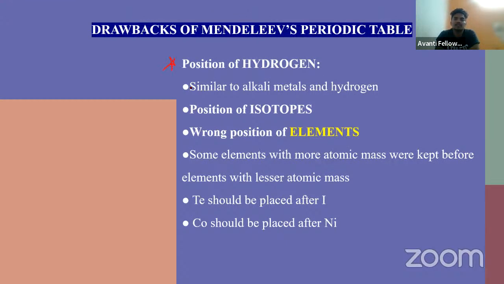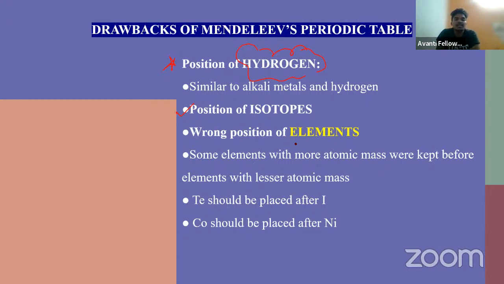Position of hydrogen: he kept hydrogen in the first period, but the interesting fact is that it also has properties of halogens. So the position of hydrogen is critical in Mendeleev's table, and he didn't give a proper explanation for it. That is one drawback. Another is the position of isotopes: in the modern periodic table isotopes are placed along with the main element, but Mendeleev didn't talk about the position of isotopes.